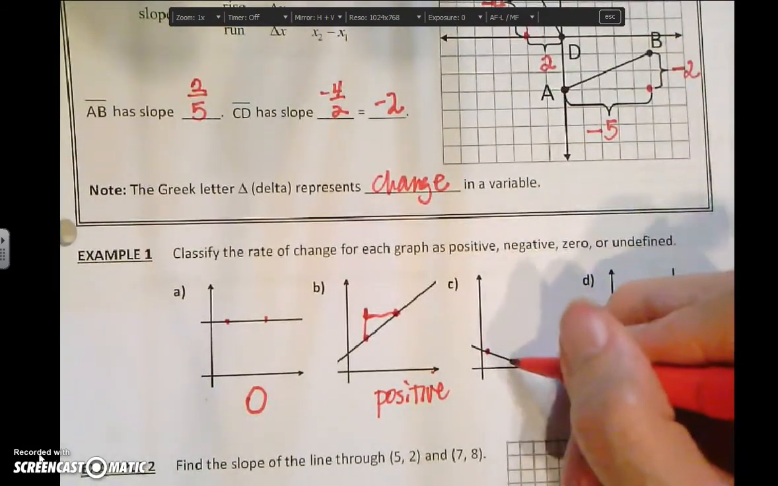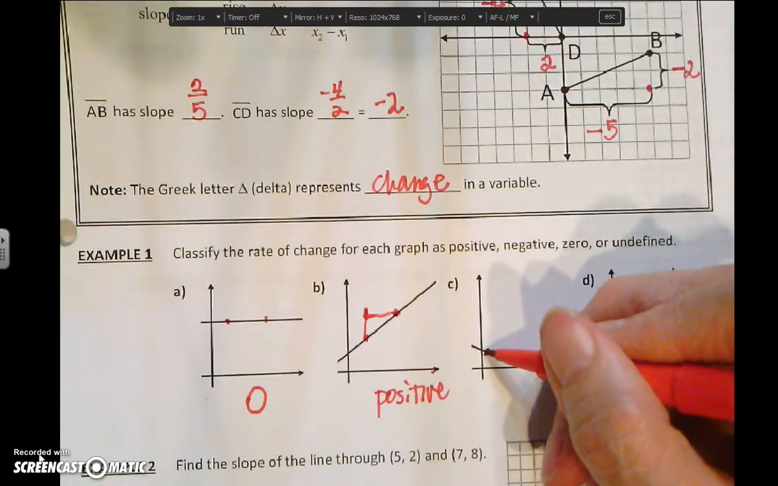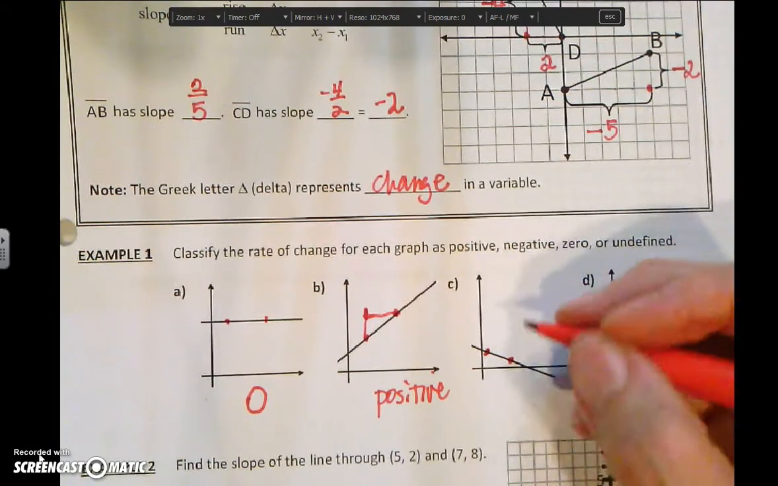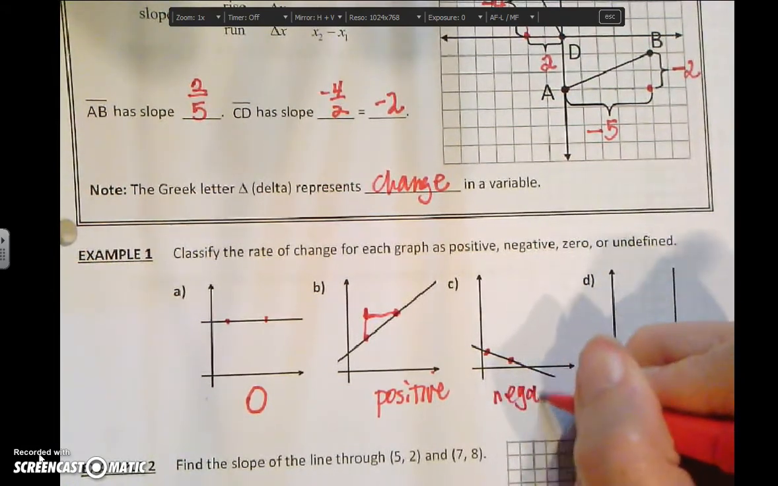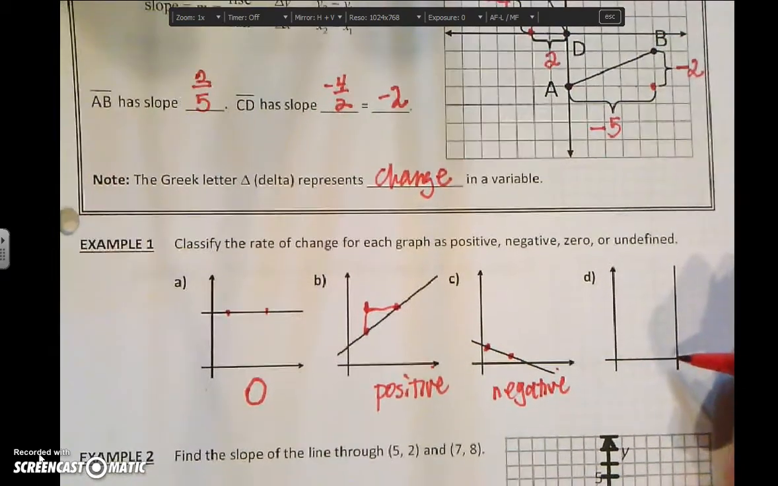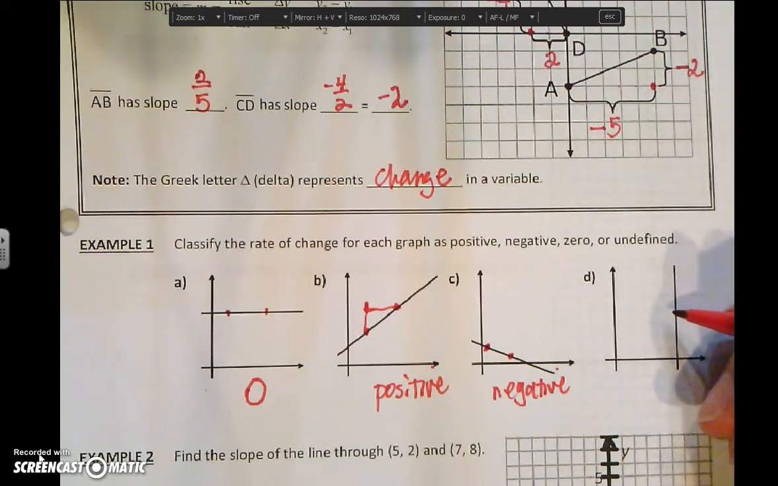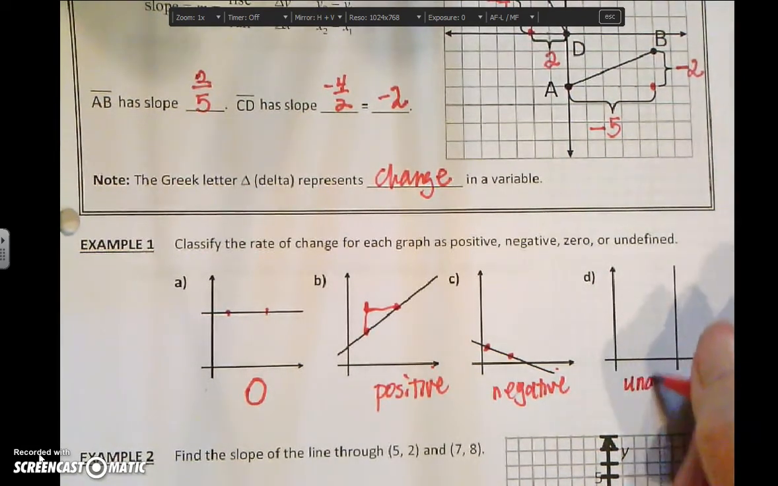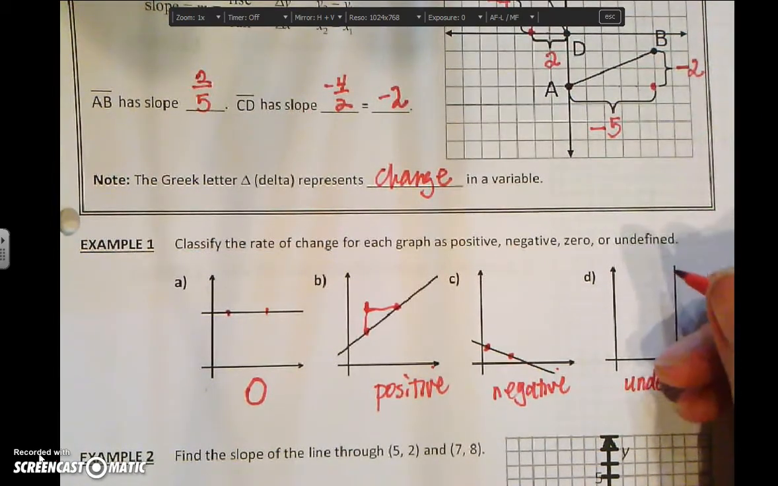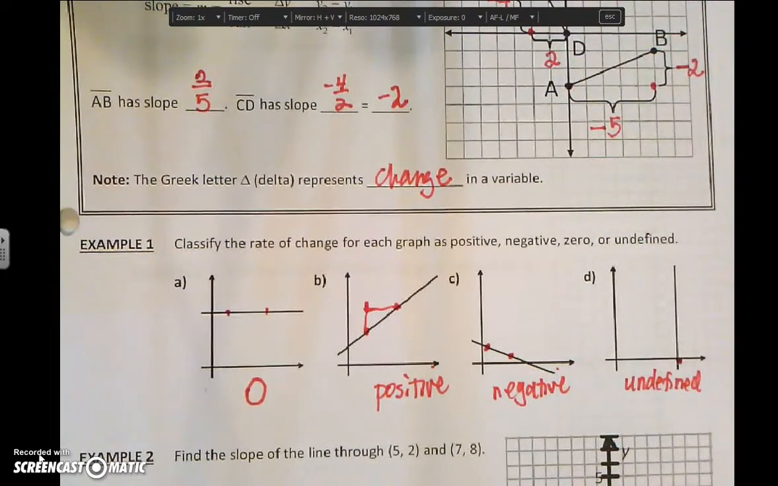This one, as I go from one point to the next, I'm dropping down, so my rise is negative over a positive run. So that's negative. And this one, there is no run at all, and there are multiple different rises. So I'm rising, but I'm not running at all. It's going to be a positive number over 0, which is undefined. Just like in functions, for this input I can't have multiple outputs. So it is an undefined rate of change.